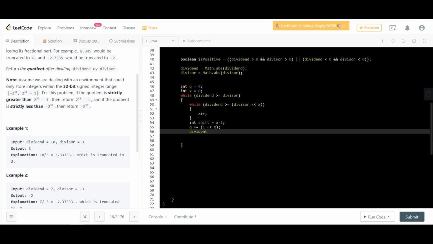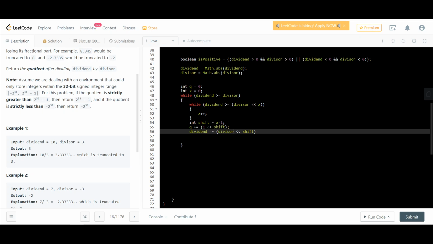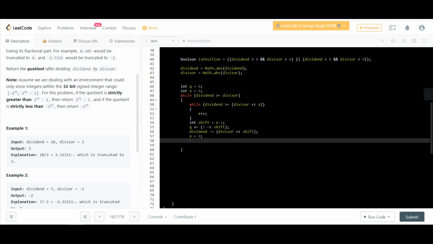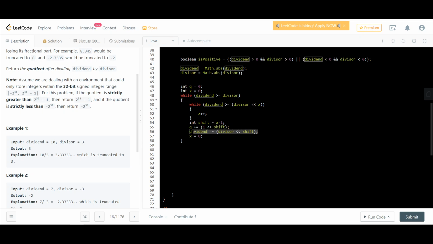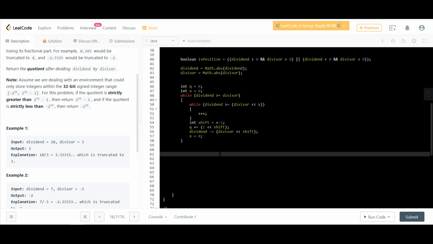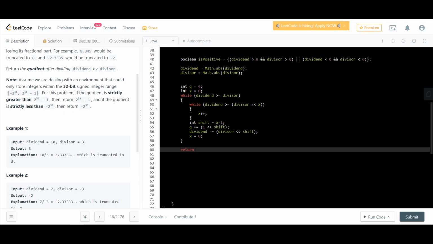Now I can make our dividend smaller by subtracting the divisor left shifted by that many shifts. How many divisors you could remove, remove those divisors, and again start with shift 0. So for 10 by 3, you could remove 6, you're left with 4, which is what this would do, 10 minus 6. And now we run it for 4 and 3, which is why we need this outer loop. Okay, and then based on the sign, if it's positive, just return Q. If it's negative, just return minus Q.